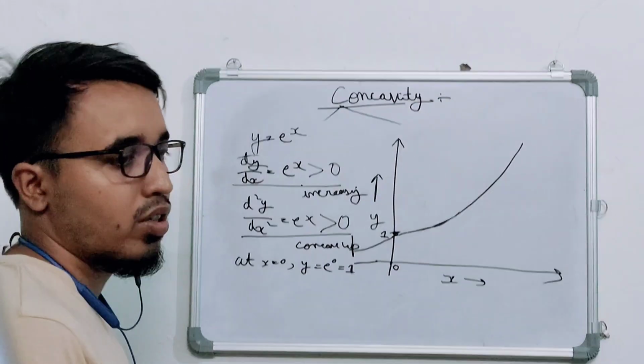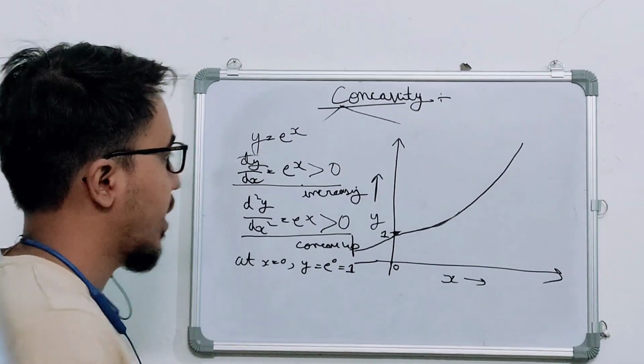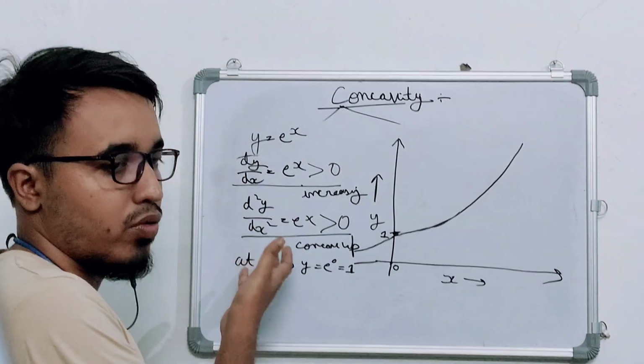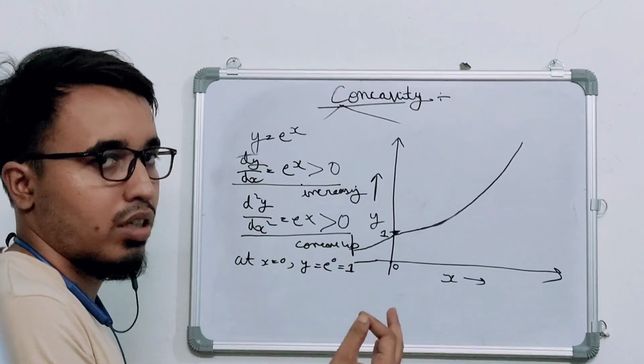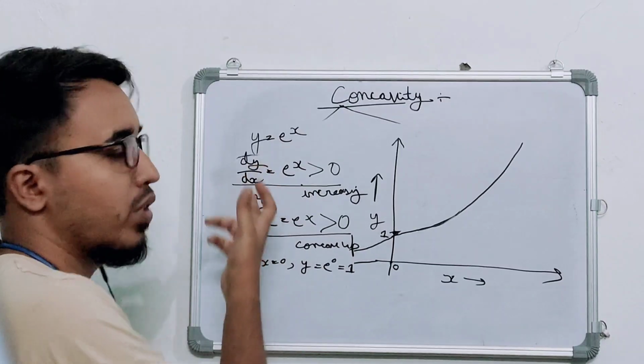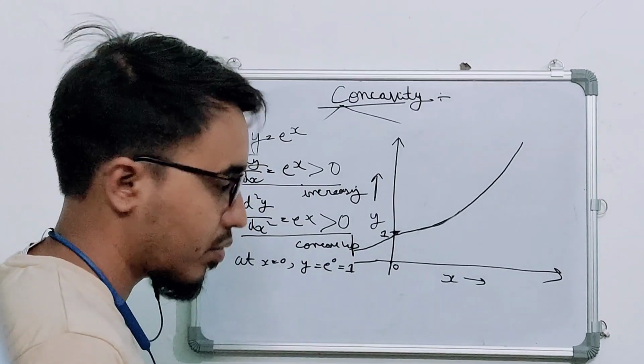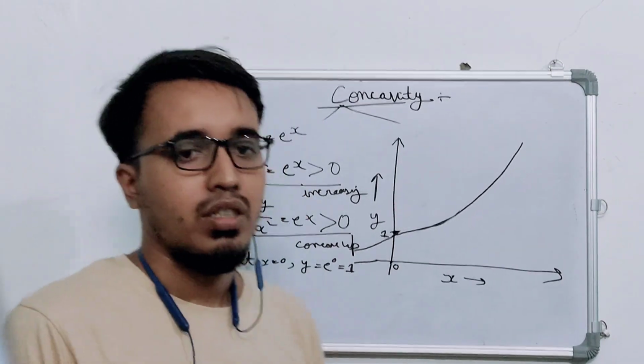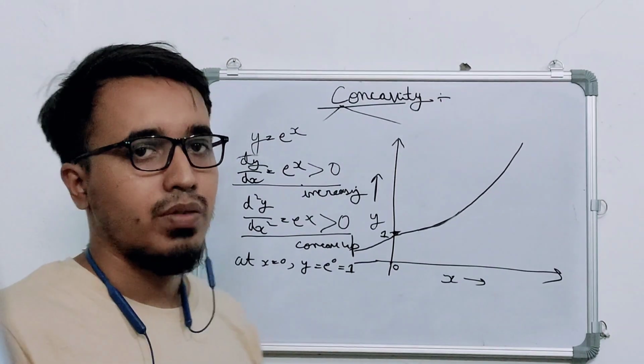So you can make any function by checking dy over dx and d²y over dx². d²y over dx² is simply the differentiation of dy over dx again. So that's all from my side, and I hope this concavity concept is very clear.